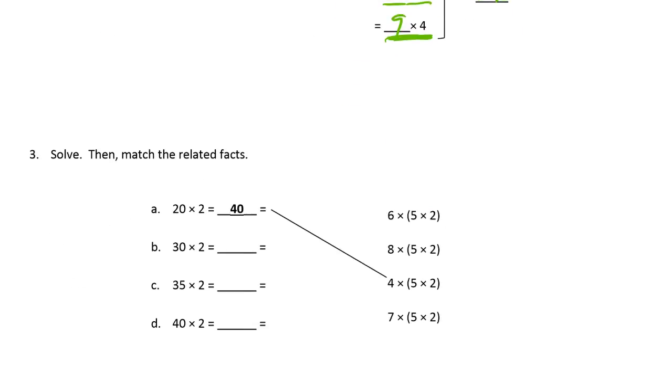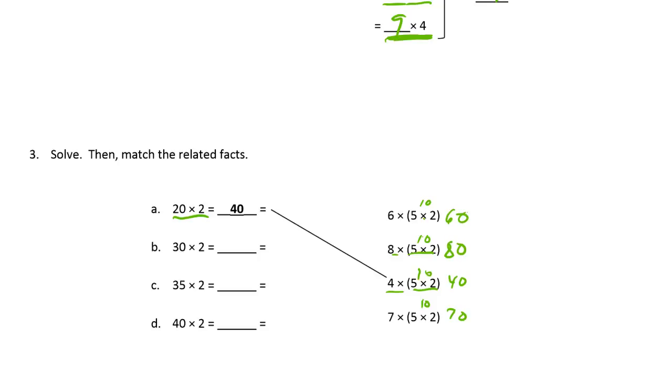Solve and then match the related facts. So here we have 20 times 2, which is 40. That's the same as 4 times 5 times 2. 5 times 2 is 10, right? These are all 10s. Look, they're all 5 times 2. So this is going to be 70. And this is 40 because it's 4 times 10. And this is 80 because it's 8 times 10. And this is 60 because it's 6 times 10.